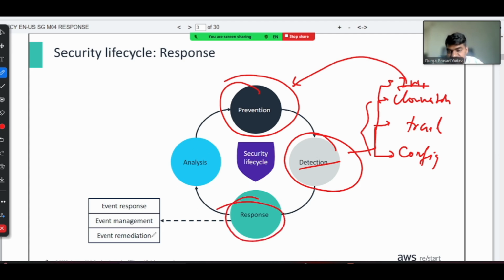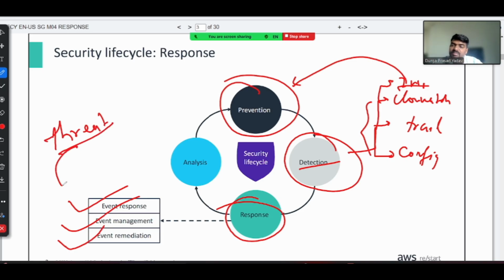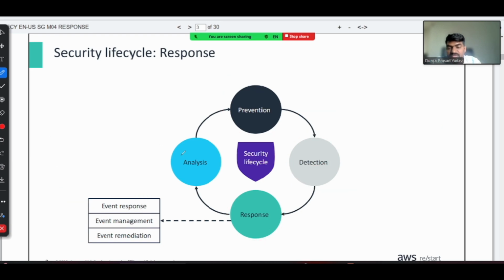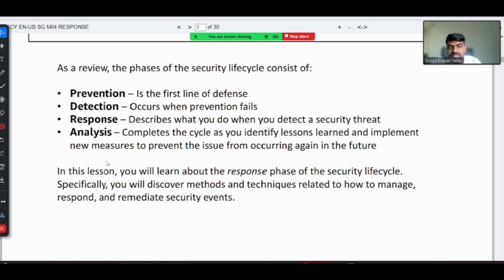The third phase is response. So responses will be based on event response, event management, event remediation. Whatever threat is coming, you can consider it an event, and how you will respond to that event, how you will manage that threat, how you will remediate, meaning how to solve and remove that threat, and the last one will be your analysis. So we are moving into the response.